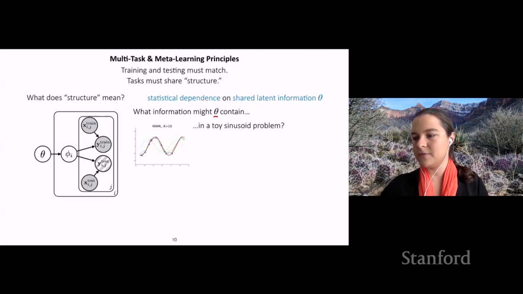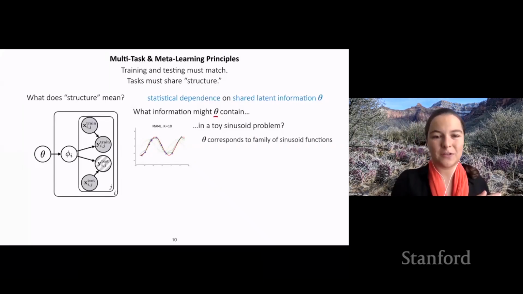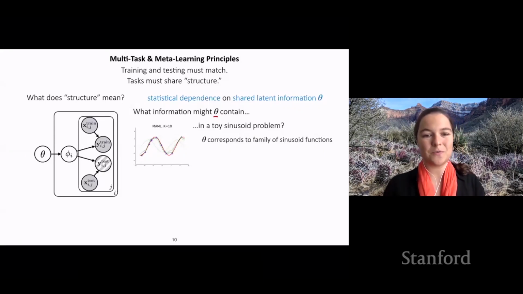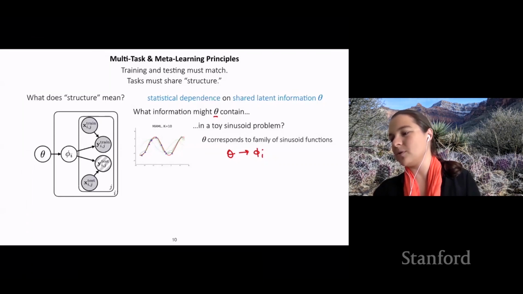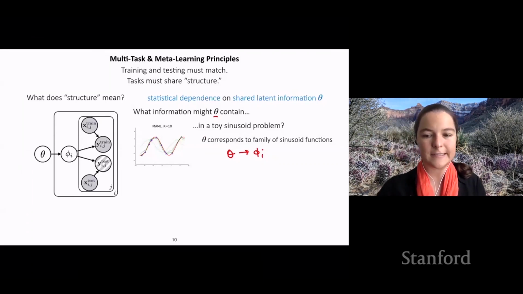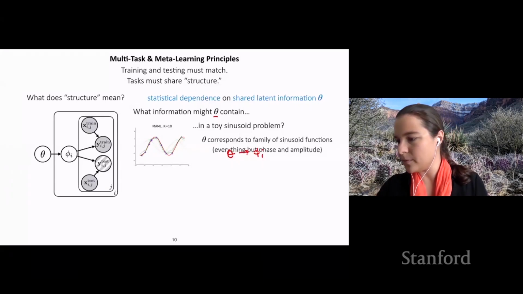Yeah, exactly. So if different functions vary based on their amplitude and phase, then you'd expect theta to contain everything but that task-specific information. So essentially, theta will correspond to that family of sinusoid functions in a way that is agnostic to the phase and the amplitude. And then when you go from theta to phi i and infer phi i from data, it's going to be looking to that data to figure out what the amplitude and the phase is. So it essentially corresponds to the general structure of sinusoid functions. Cool.